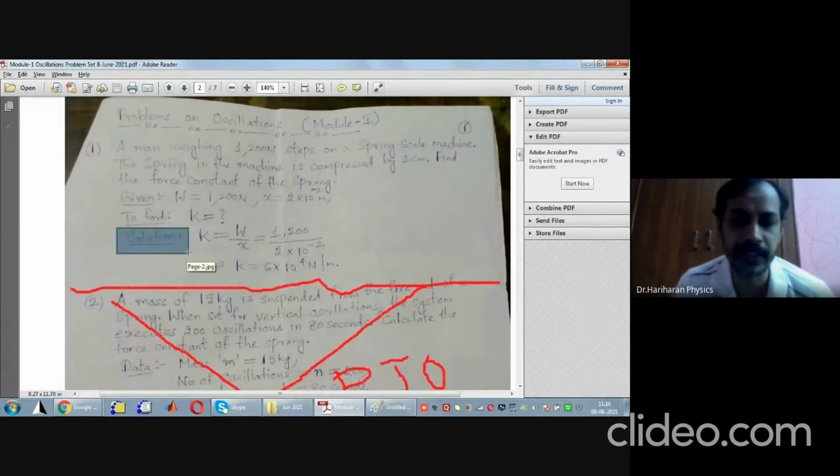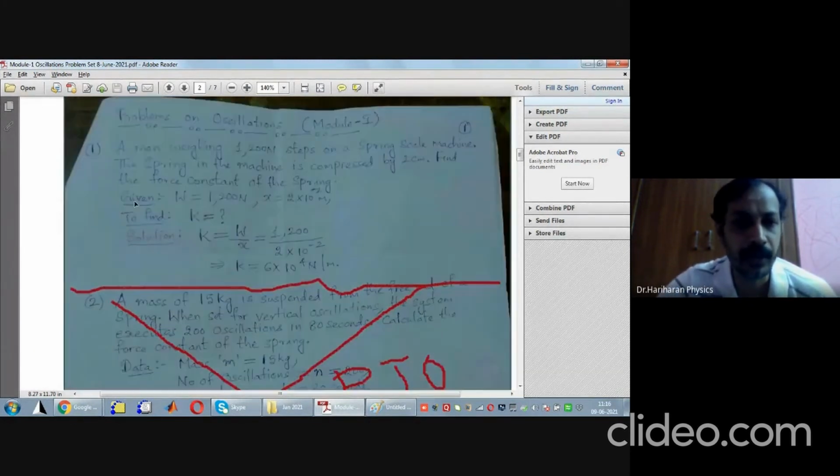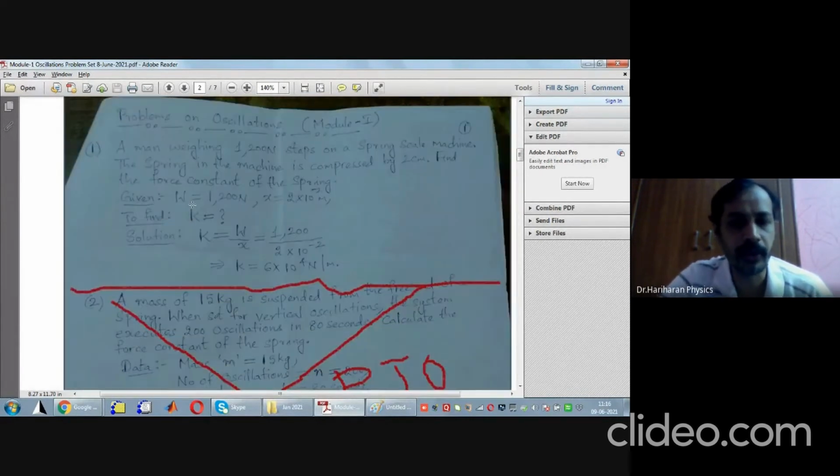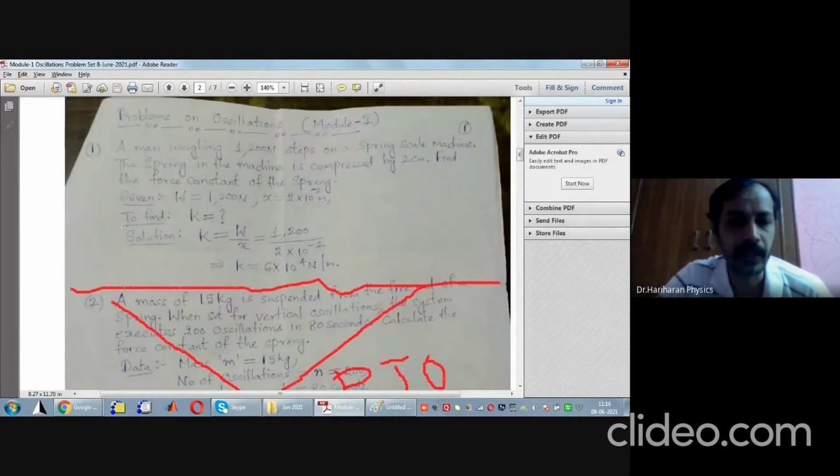Therefore, what are the three key steps involved in problem solving? The first step is to list out all the things that are given to you. The second is to list out all things that you are supposed to find. The third is how you are going to find the quantity in question in terms of known quantities. That will be the solution part.